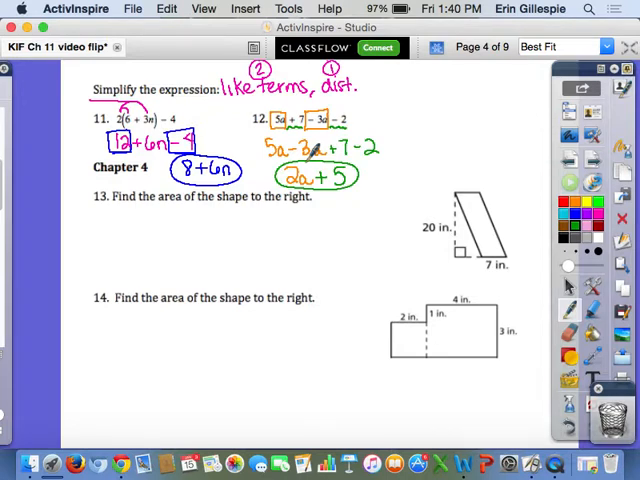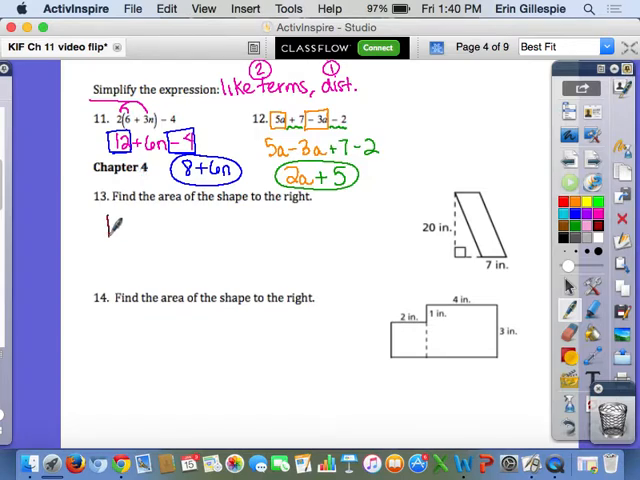Now we're moving on to chapter 4. So it says find the area of the shape to the right. The key would be understanding what the name of that shape is. That's a parallelogram. If you forget your area formulas, not only can you go to chapter 4 in your book, but you also can go to the very last 2 pages in your book, which have a reference sheet. There's a lot of useful information back there, including area and perimeter formulas for a lot of our shapes.